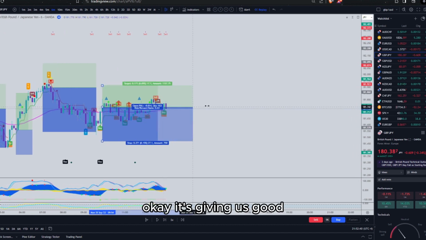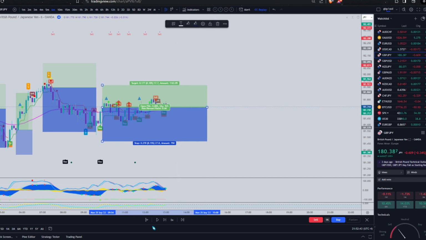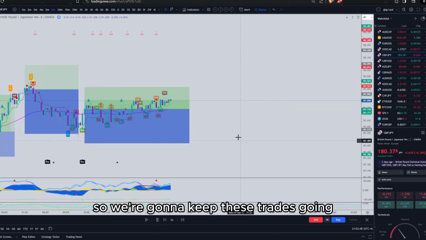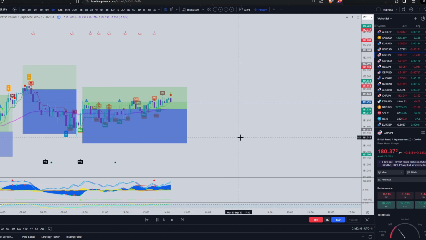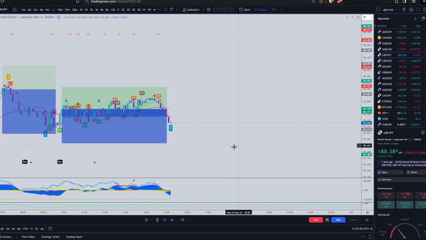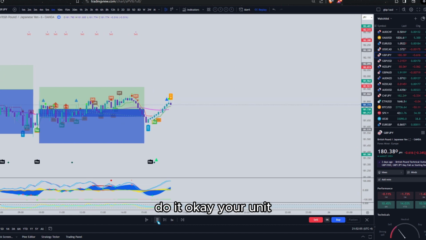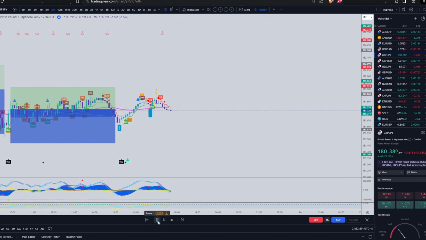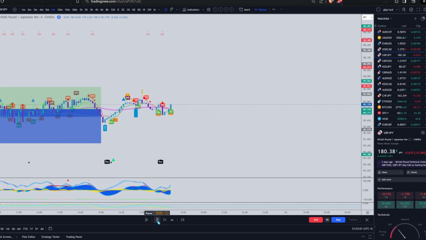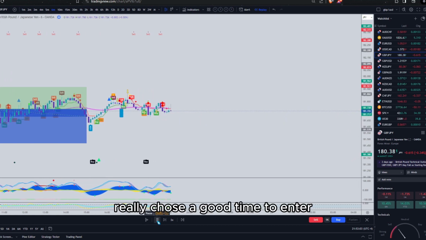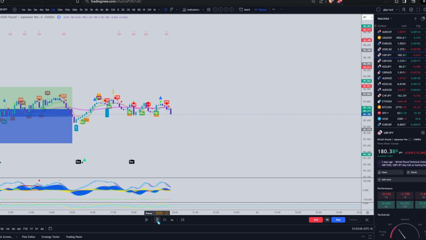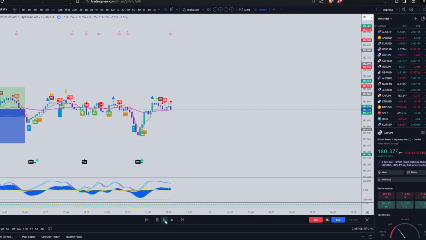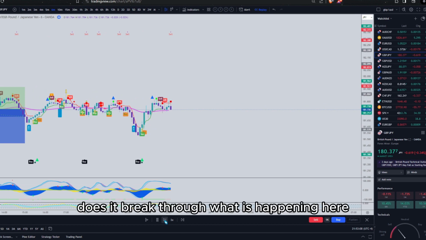Okay, it's giving us good direction towards the upside, so we're gonna keep these trades going. Do it. Okay, are you gonna? Wow, really chose a good time to enter. Does it break through? What is happening here?